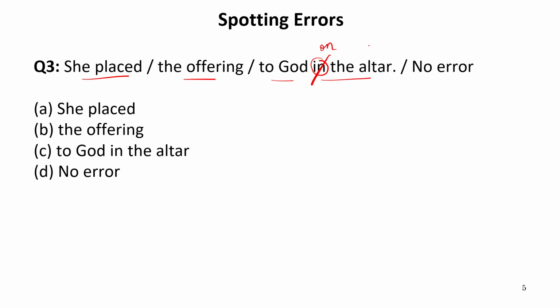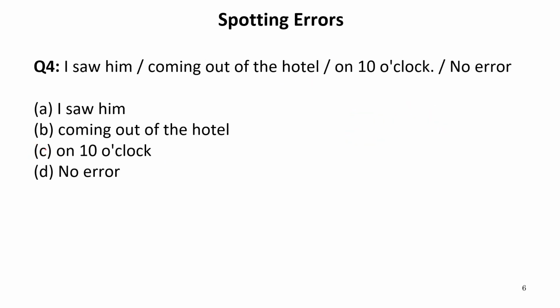So this is the spotting errors from the chapter preposition. Therefore, the error is in part C because this altar word is written in C option. So our answer is C because the C part contains the error. Now let us move to the next one.